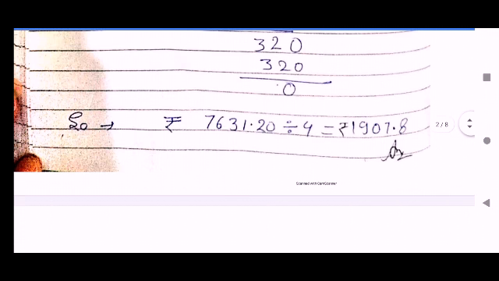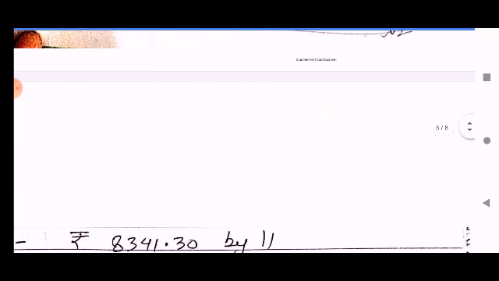We can't say 8 paise. When there is 08, then we have to say 8 paise. But the answer is 1907 rupees and 80 paise.